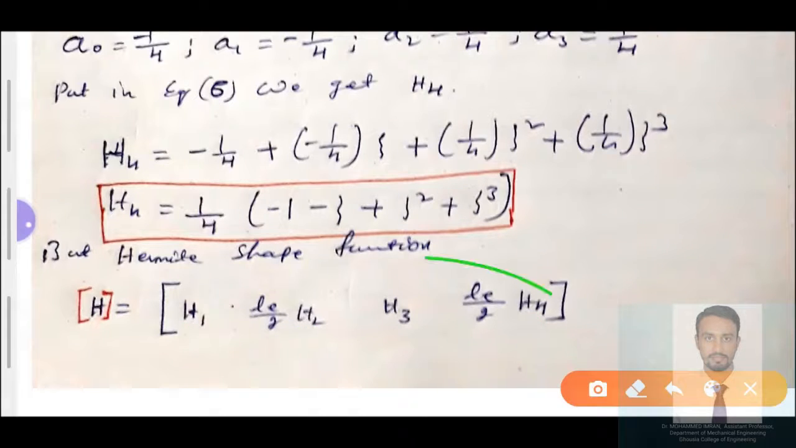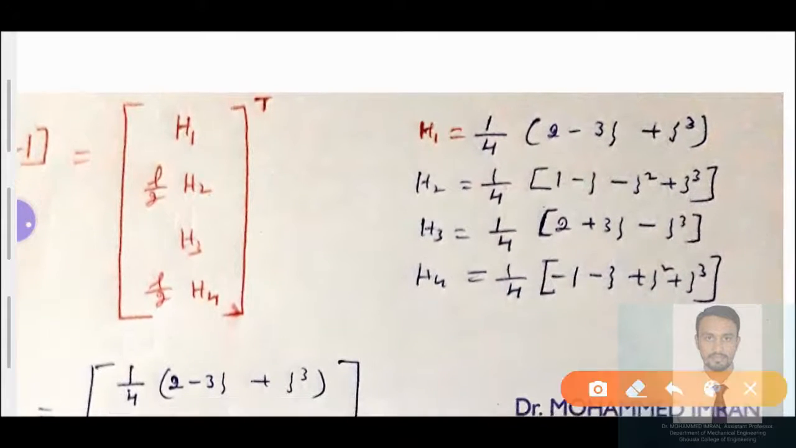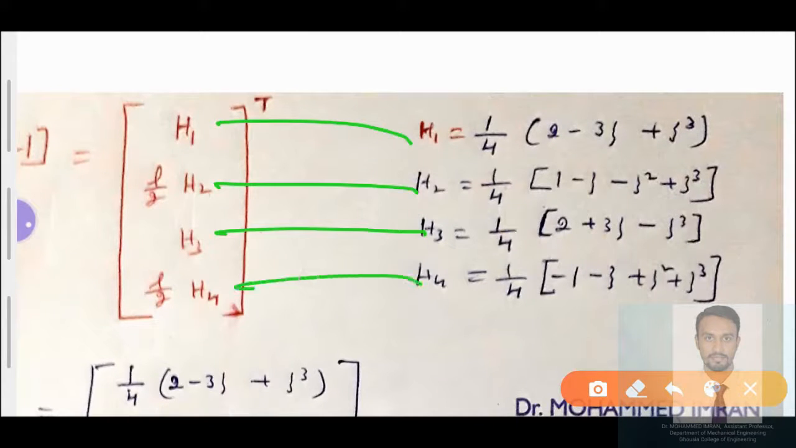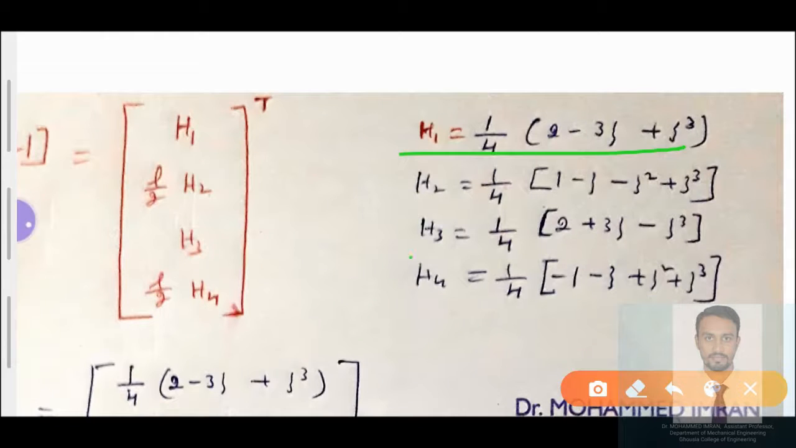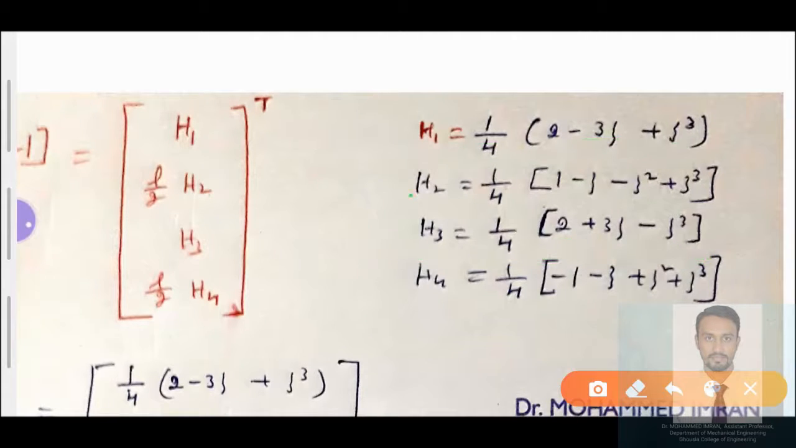Now I'll take the transpose of this equation, which is equal to this. Here you can easily understand. I'll substitute all these found values, h1, h2, h3 and h4, in this equation. You can check the v1 and v2 values. 1 by 4 remains common in all. 2 minus 3 zeta, this becomes plus zeta cube, minus zeta cube. Similarly, theta 1 and theta 2.